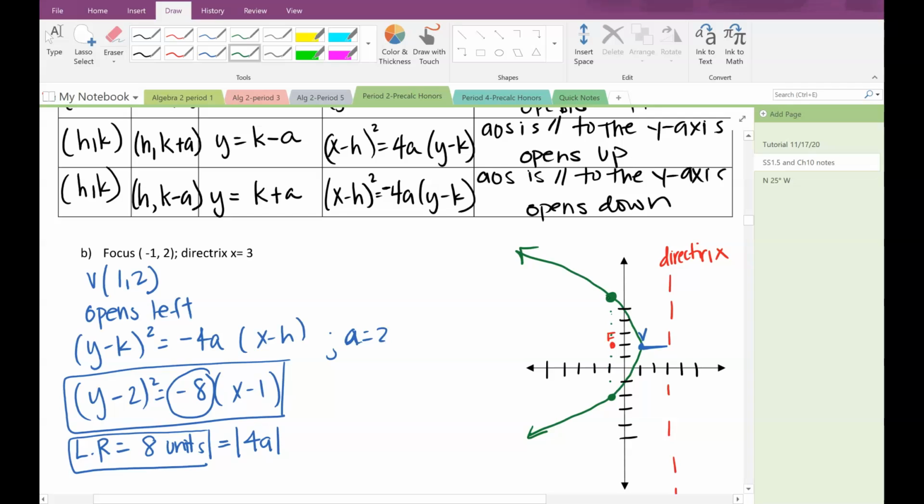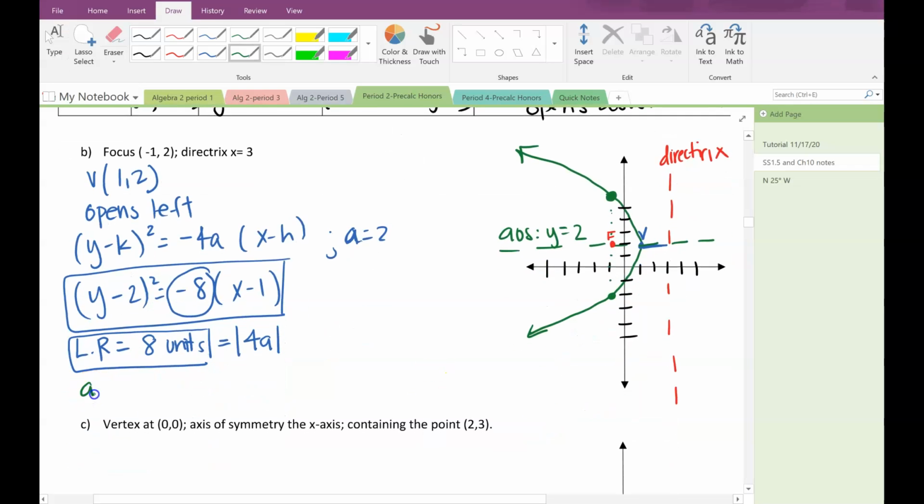Now we will also label the axis of symmetry. Okay, AOS, which is now y equals 2. y equals 2. Okay, let's write in here. AOS, y equals 2, box that up.